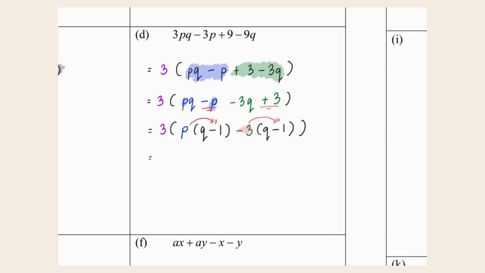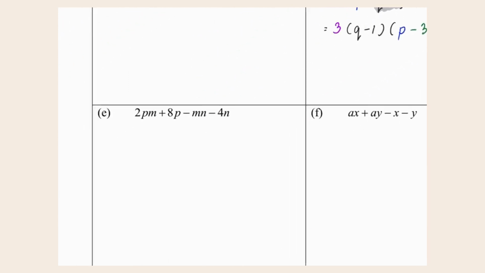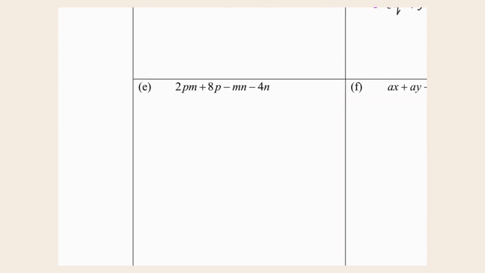And once we have that, we still have the 3 outside. Then I saw that q minus 1 is the common factor. And I'm left with p minus 3. And this is the answer for part D. Let's move on to part E. Part E is straightforward.